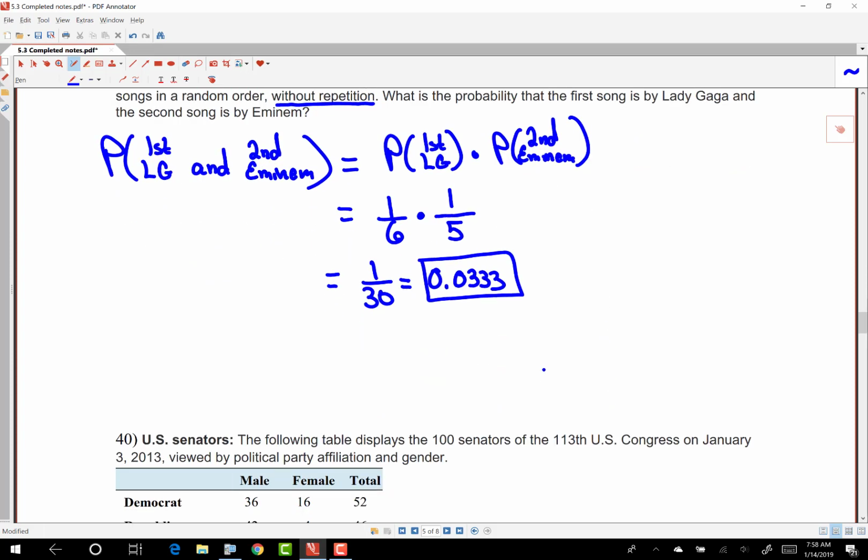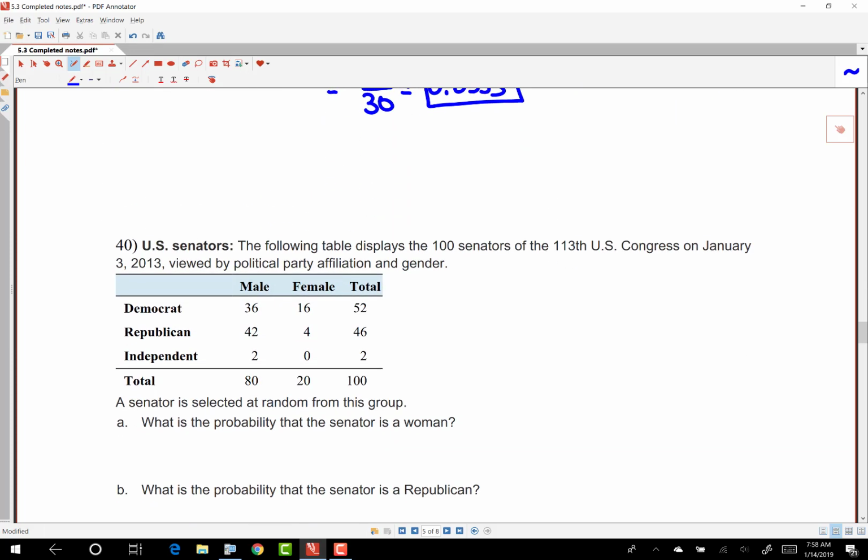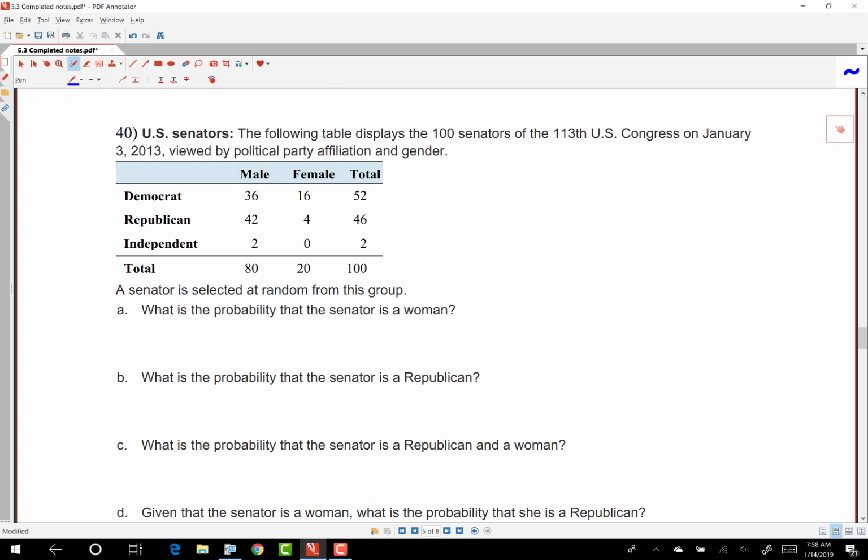Okay. Let's take a look at number 40. Number 40, they give us a table again. So the following table displays the 100 senators of the 113th U.S. Congress on January 3rd, 2013, viewed by political party affiliation and gender. Okay. So notice they already give us the totals. If they didn't, we would have to do that, but they gave them to us.